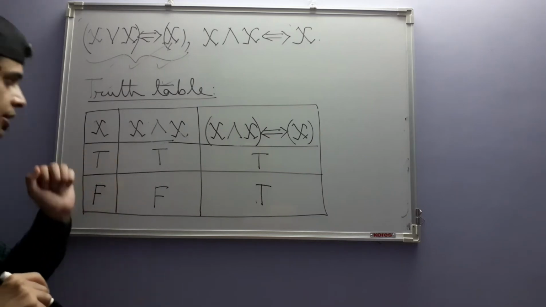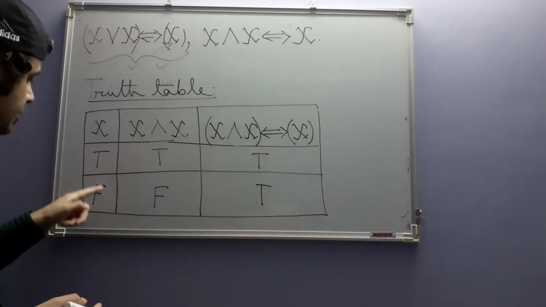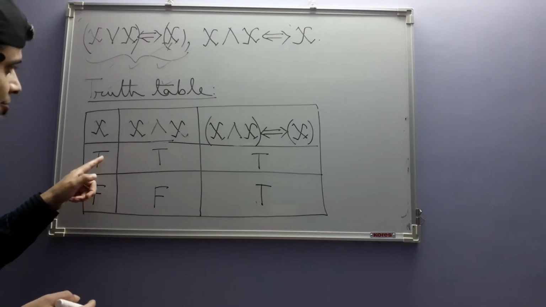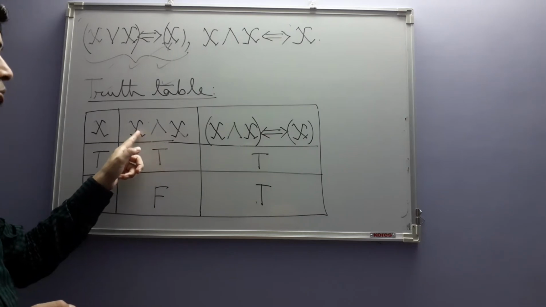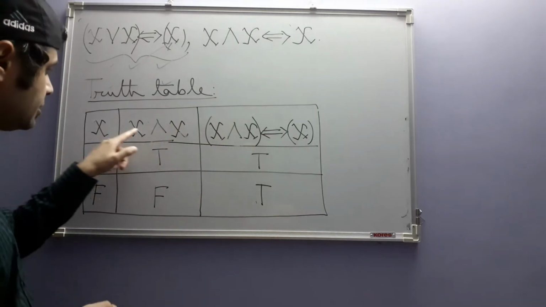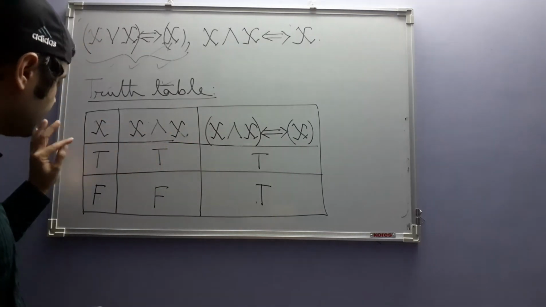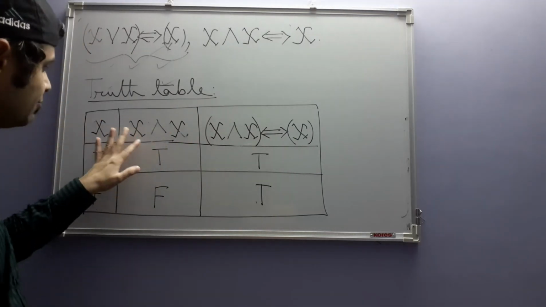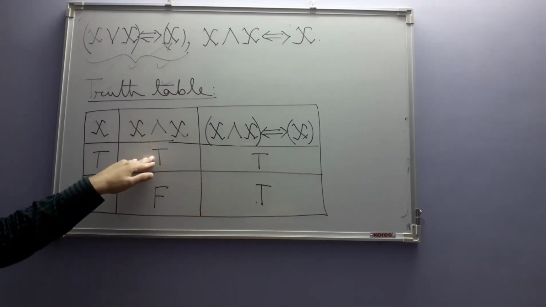Okay. Now here what happens? X is either true or false. Now if X is true, conjunction is true if both the statements are true. Now in this case, since both the statements are the same statement, X is true if X and X are true, and that is the case, so this is true.